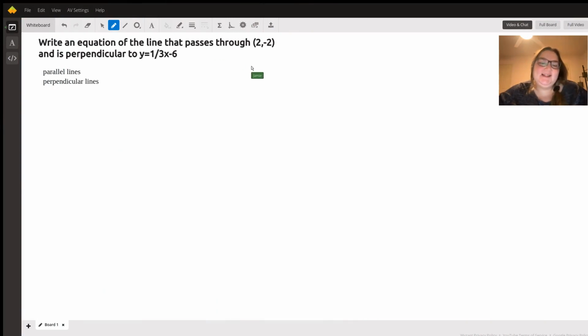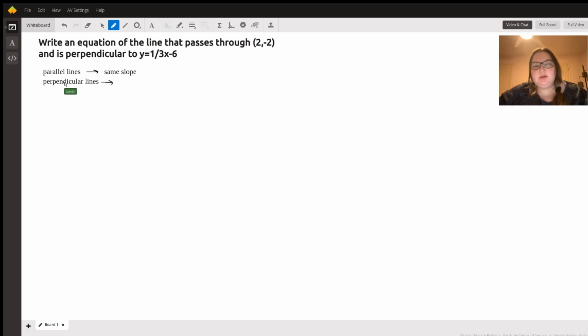Hi, so I see that you want to write an equation of the line that passes through a point and is perpendicular to the line that they gave. So this is actually a little bit more simple than you think. We can totally do this. So first thing that you need to know is that parallel lines have the same slope, while perpendicular lines have what we call the opposite reciprocal. And I'm going to write that down for you.